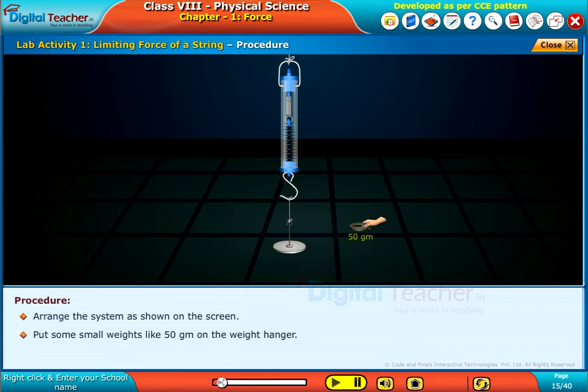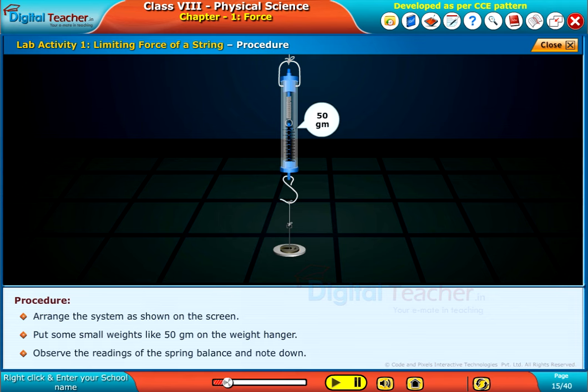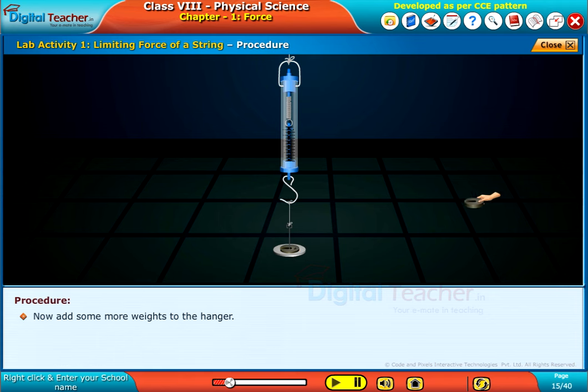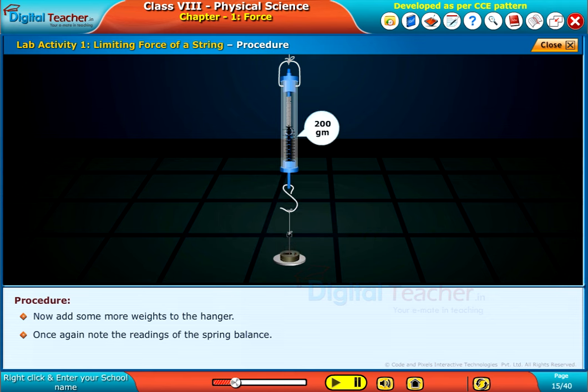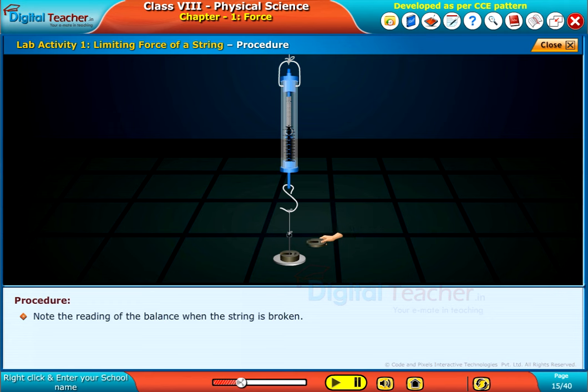Put some small weights like 50 grams on the weight hanger. Observe the readings of the spring balance and note down. Now, add some more weights to the hanger. Once again, note the readings of the spring balance. Repeat the same process till the string is broken. Note the reading of the balance when the string is broken.